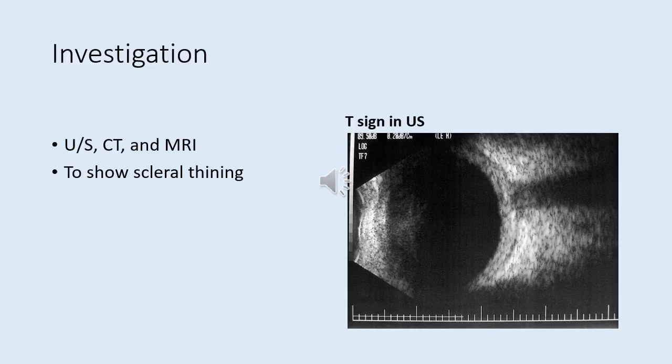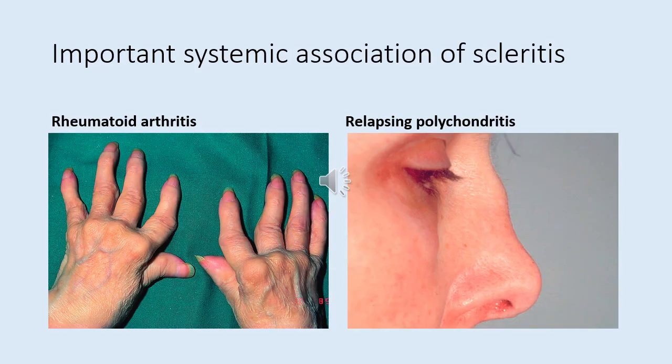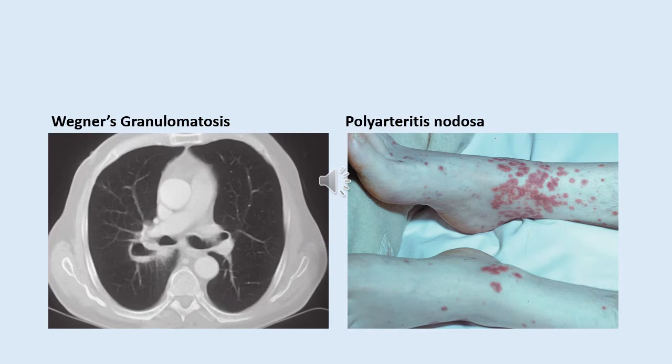Usually, when we suspect posterior scleritis, we do investigations, especially imaging like ultrasound, CT scan, and MRI, to show the scleral thinning. Here, in this image, we have what is known as the T sign in ultrasound in patients with posterior scleritis. The important systemic associations of scleritis are rheumatoid arthritis, relapsing polychondritis, also Wegener granulomatosis, and polyarteritis nodosa.